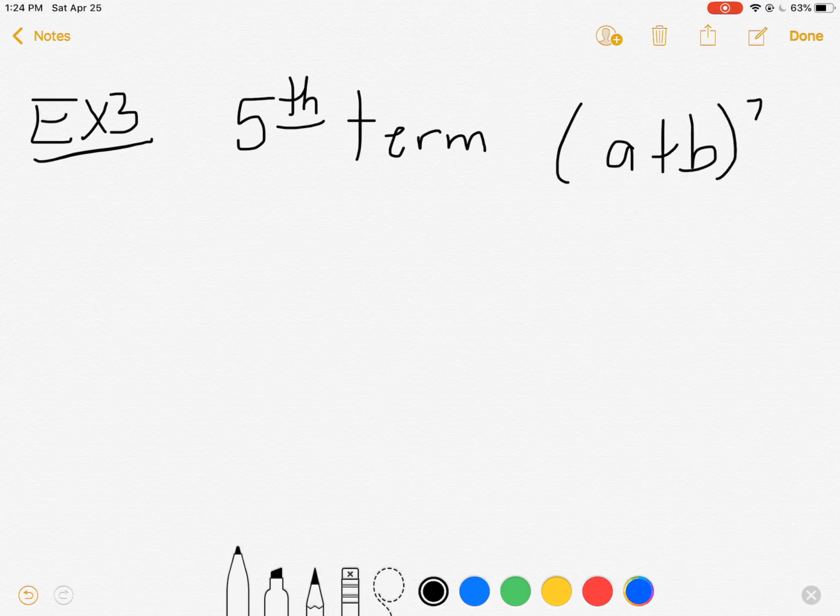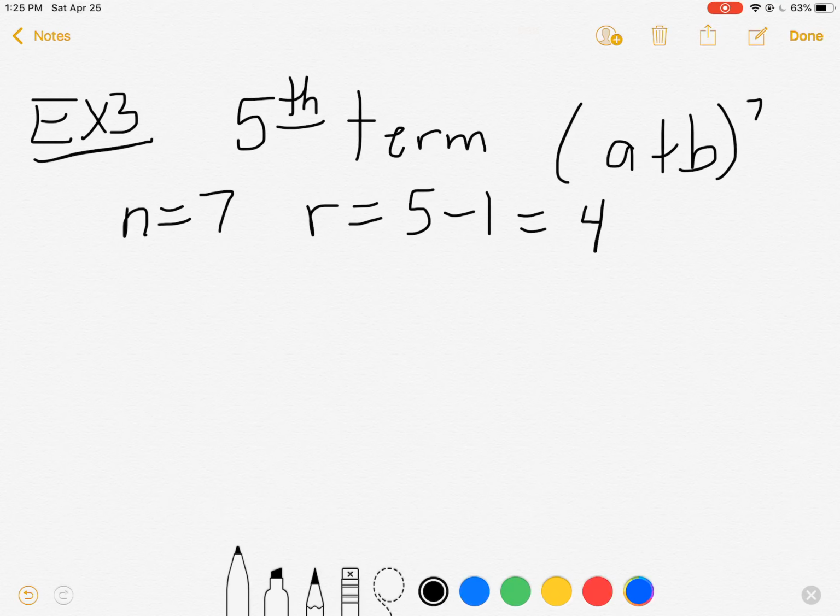plus b to the 7th. So instead of using Pascal's triangle and going down and back up, all I have to use is the combination formula. So my n is 7 and my r is 5 minus 1. So my r is 4. So I'm going to do a combination of 7 choose 4.